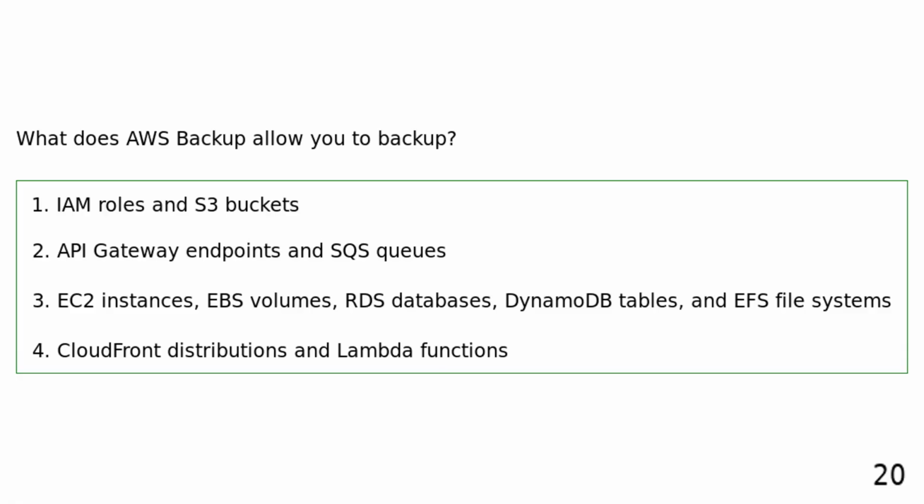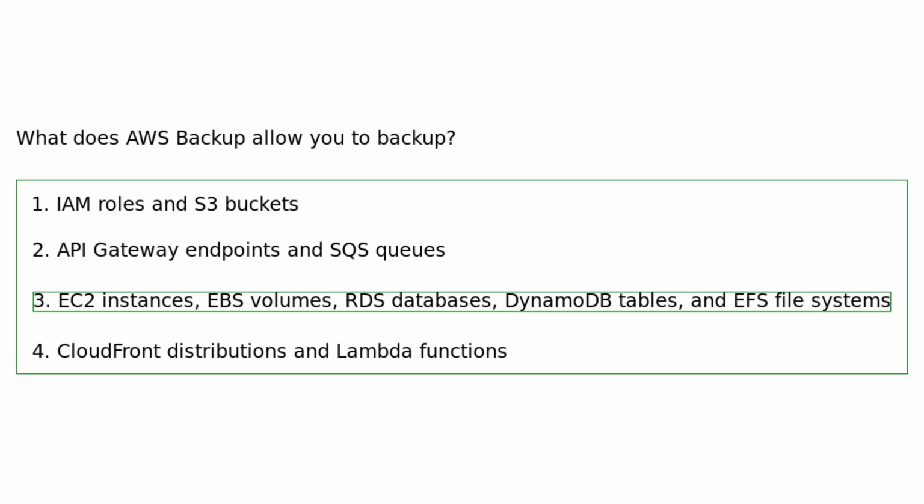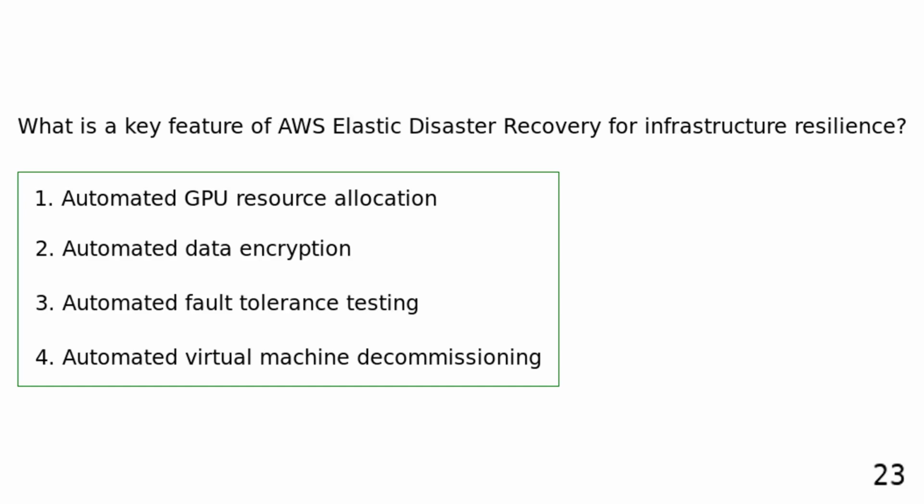IAM roles and S3 buckets. API gateway endpoints and SQS queues. EC2 instances, EBS volumes, RDS databases, DynamoDB tables, and EFS file systems. CloudFront distributions and Lambda functions. AWS Backup supports backing up EC2 instances, EBS volumes, RDS databases, DynamoDB tables, and EFS file systems, ensuring comprehensive disaster recovery capabilities. What is a key feature of AWS Elastic Disaster Recovery for infrastructure resilience?